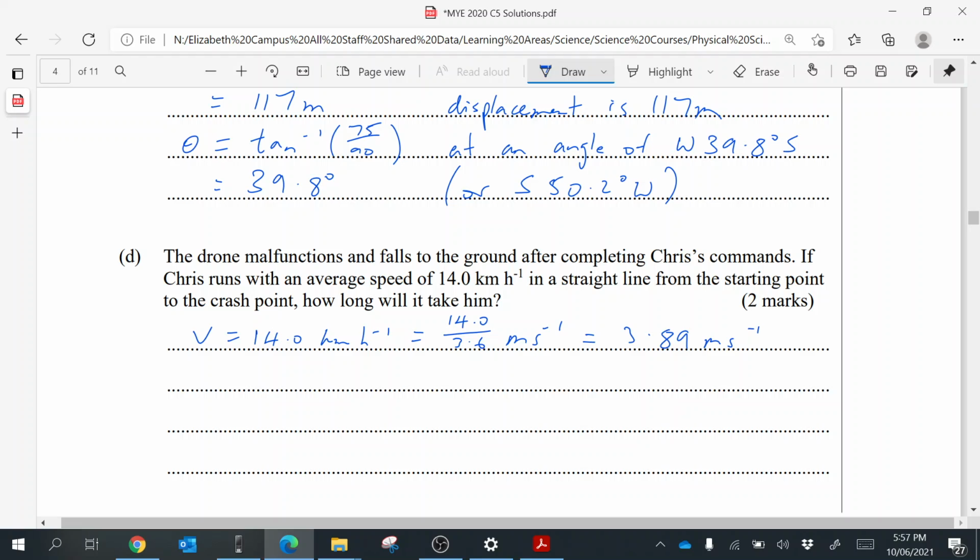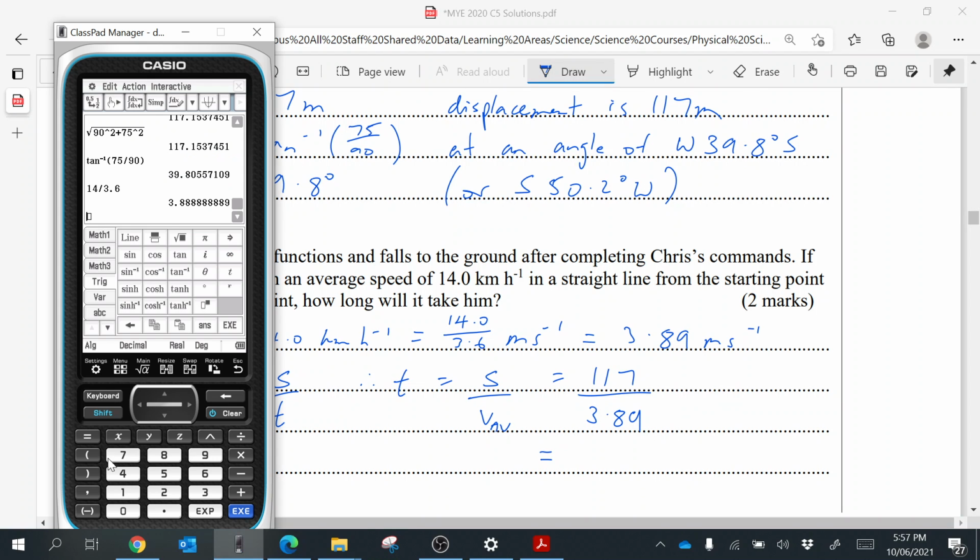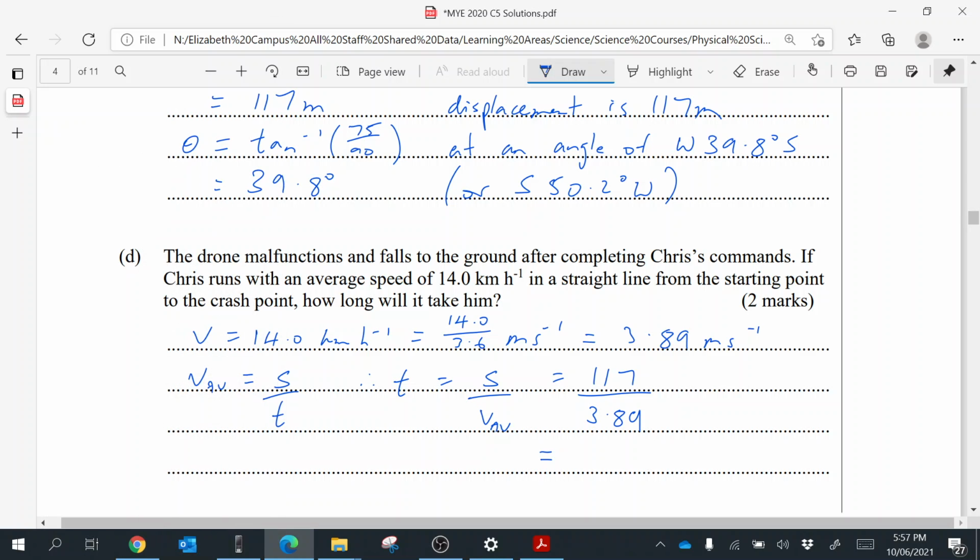Okay, so then the average velocity is equal to s over t, so it's a constant speed, and therefore t is equal to s over v average, which is equal to 117 divided by 3.89, which is equal to 30.1 seconds. Okay, 30.1 seconds.